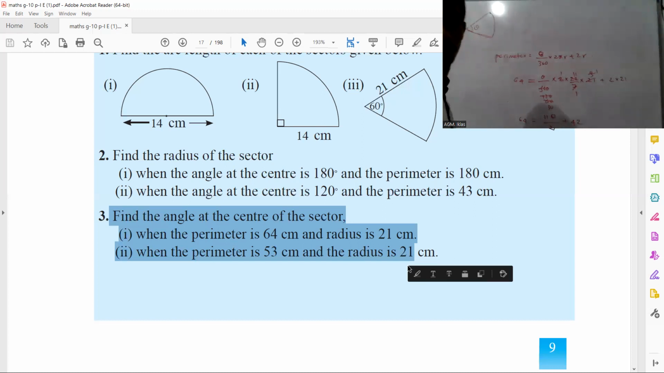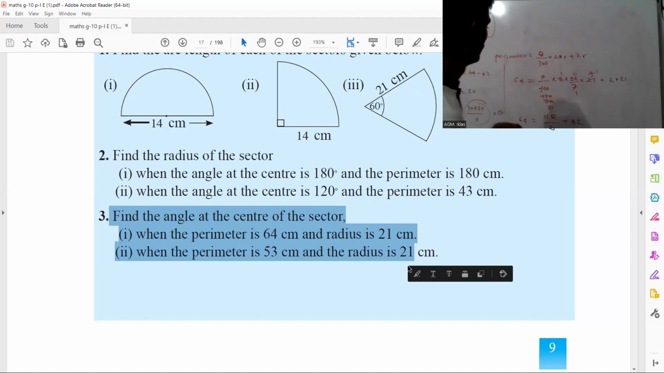Let me write here. I think you can't see it. So 11 theta over 30 is equal to 64 minus 42, which is equal to what? 22. So theta is equal to 30 into 22 over 11. After simplification, you can find the theta. It may become decimal points. That doesn't matter. Theta can be in decimal points as well.